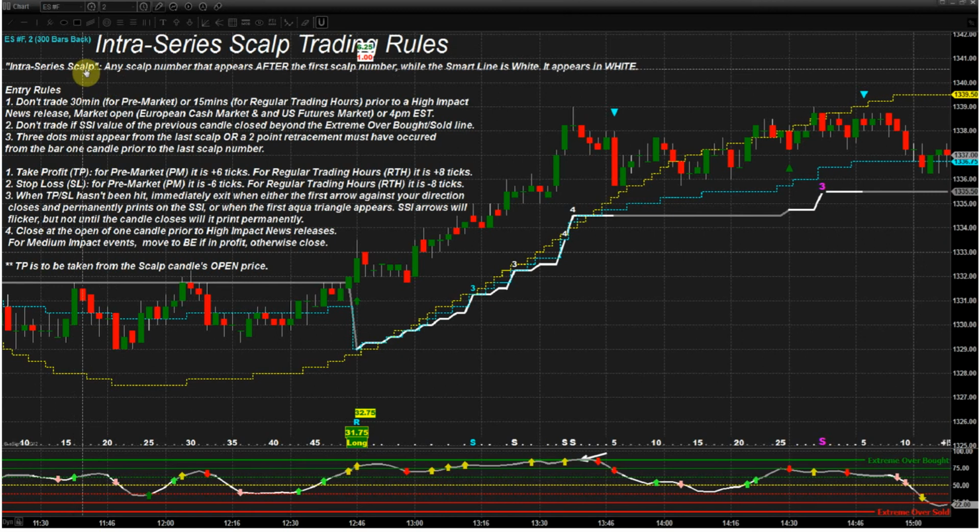First of all, what is an Intra-Series scalp? It's a number that appears after the first scalp number while the smart line is white. Intra-Series scalp numbers appear in white. Here, the first scalp number along the white period of the smart line where scalps can appear is blue. That's a primary scalp. The next numbers that come after that first scalp number are printed in white. They're Intra-Series scalps.